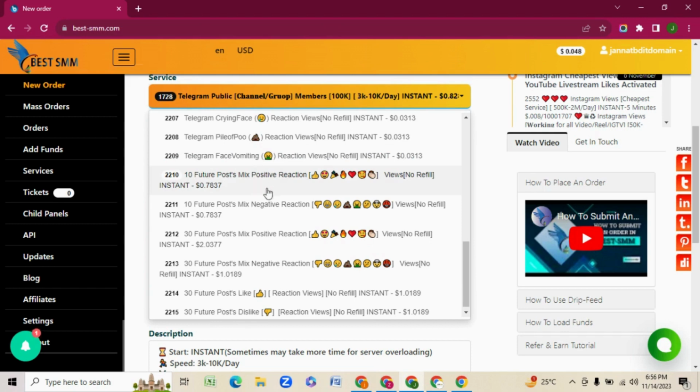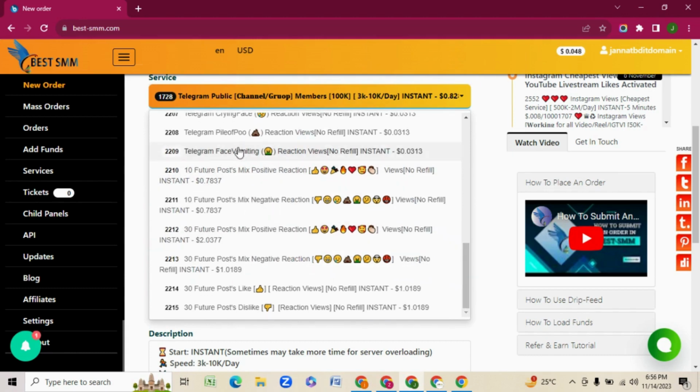Okay, then future post mixed positive reaction. You can see that they will give us mixed reaction, and that will be positive. They are giving us negative reaction also. We didn't see any services for Facebook or Instagram with negative reactions, but for Telegram they are giving all those things also, this face vomiting, guys. So okay, this is so funny, also interesting. Anyways, you can see that future post likes and dislikes they will provide us.